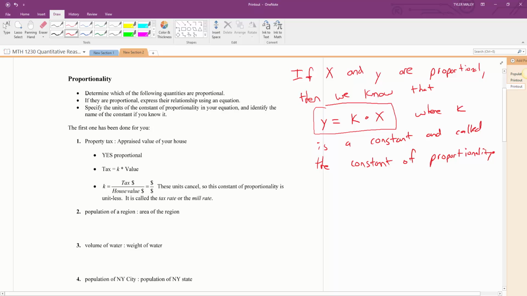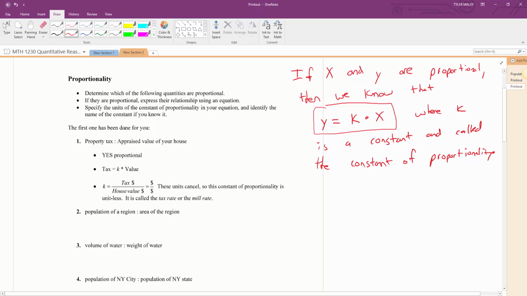So these are the directions. The first thing we're going to do is determine which of the following quantities are proportional, and then also look at if they are proportional. We want to show this relationship using an equation, and then after, if we're able to express everything in an equation because it's proportional, then we also want to specify the units of the constant of proportionality in your equation and identify the name of the constant if we know it, right? So what would we refer to that as?